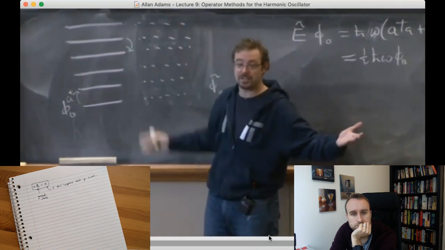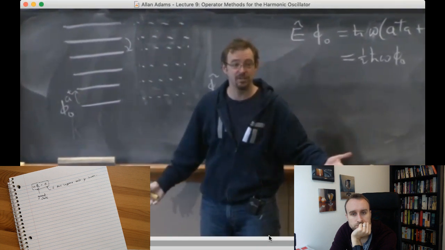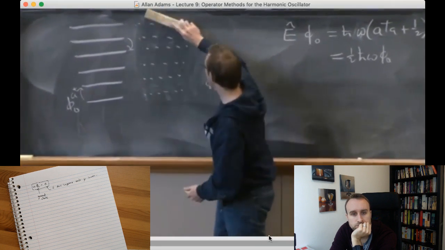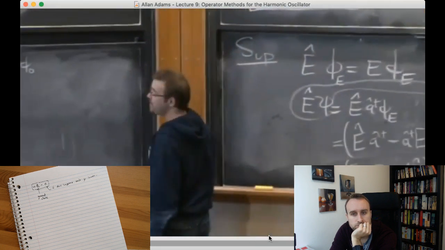So can there be an extra tower of states we missed? No. Can we have missed any states? No. Those are all the states there are. We've done it without ever solving a differential equation, just by using that commutation relation.